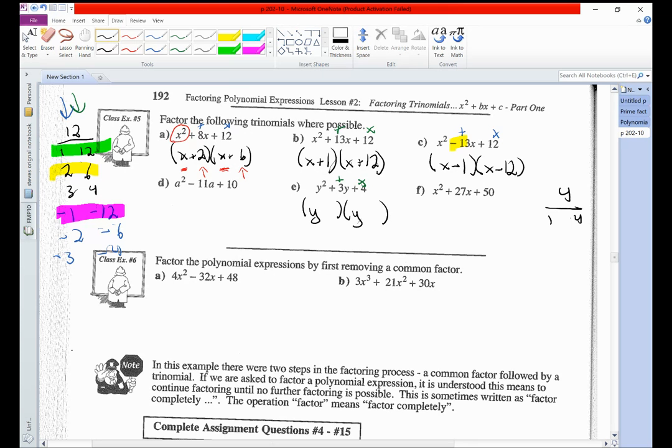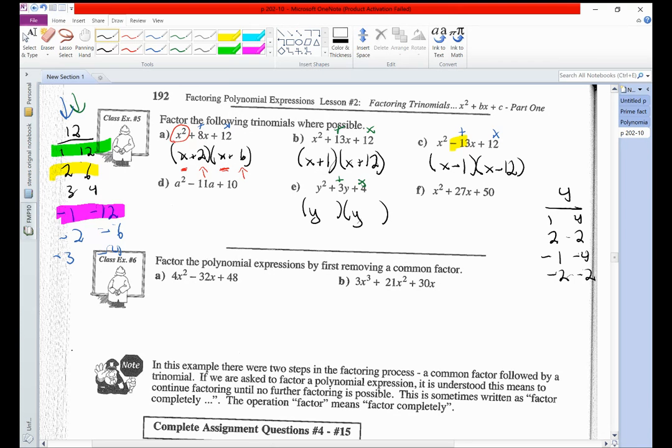1 multiplied by 4, 2 multiplied by 2, negative 1 multiplied by negative 4, and negative 2 multiplied by negative 2. So, do any of those add to positive 3? 1 plus 4 is 5? No. 2 plus 2 is 4? Nope. Negative 1 plus negative 4, negative 5? No. Negative 2 plus negative 2, negative 4? No. Okay, so now we have to double check that we have all of the factor pairs. 1 times 4, 2 times 2 were the only ones for 4.